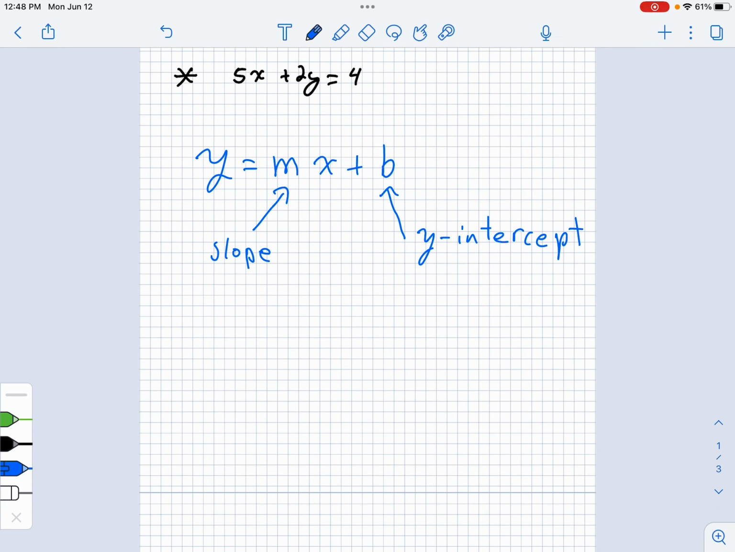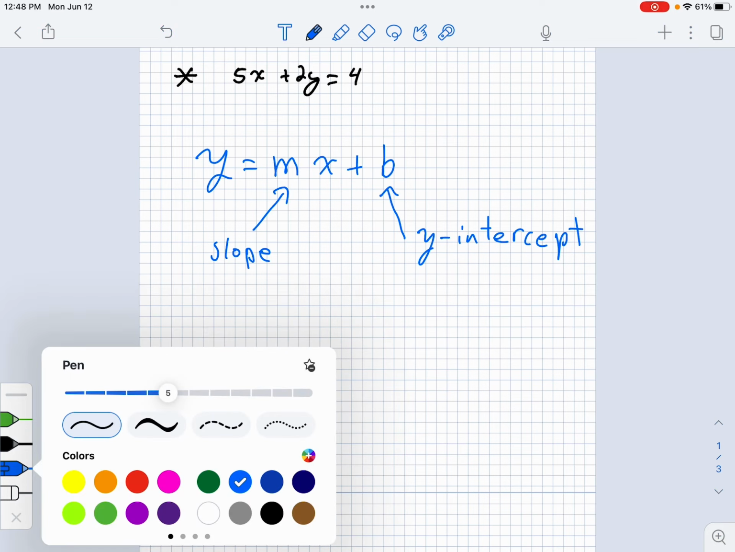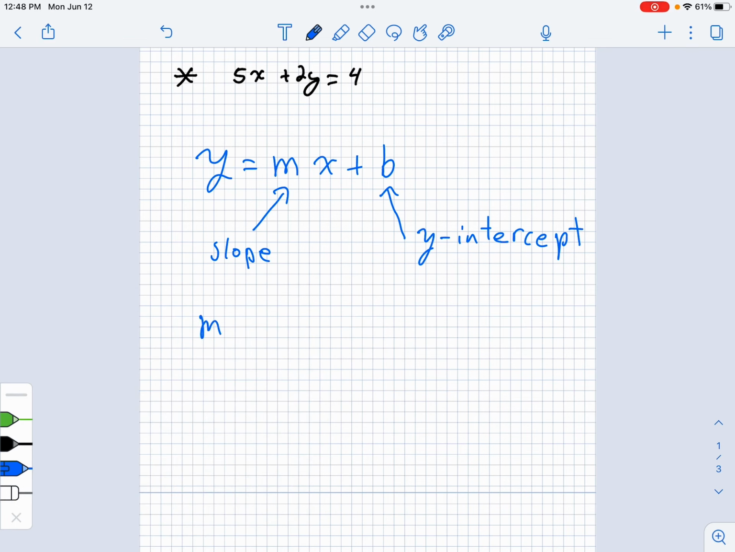So the slope, usually denoted by the letter m, is sometimes also referred to as the rise over the run. Rise is the number of units that you go up or down, and run usually means the number of units that we go to the left or the right. Every line has a slope, and that slope is constant.